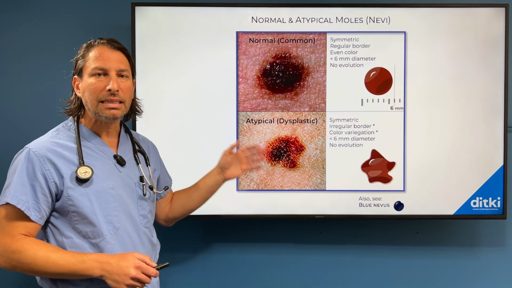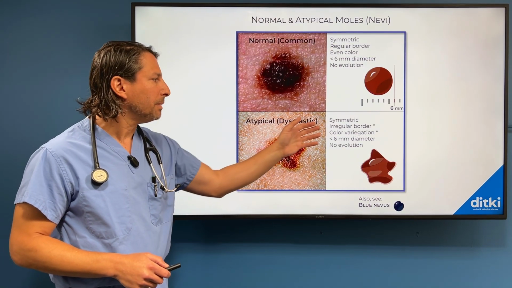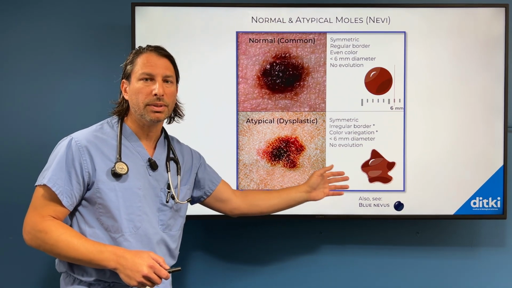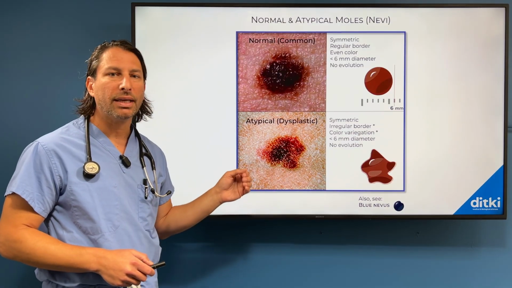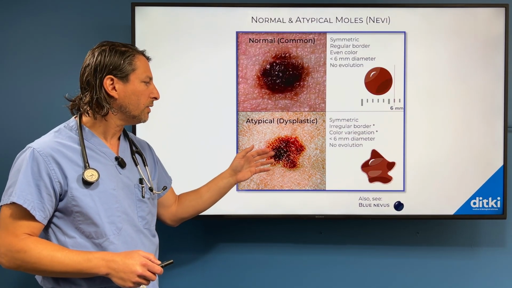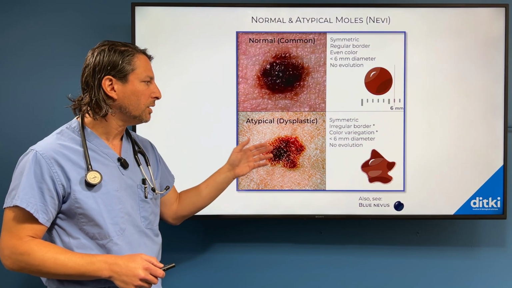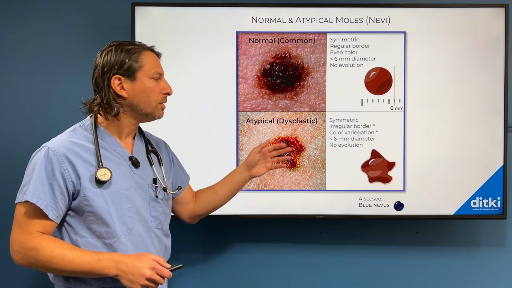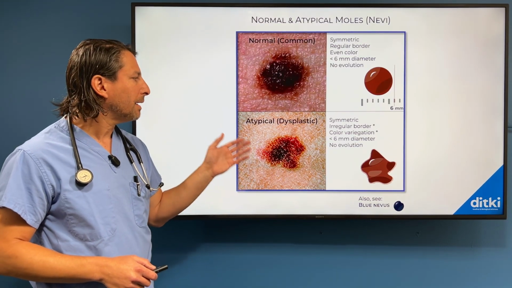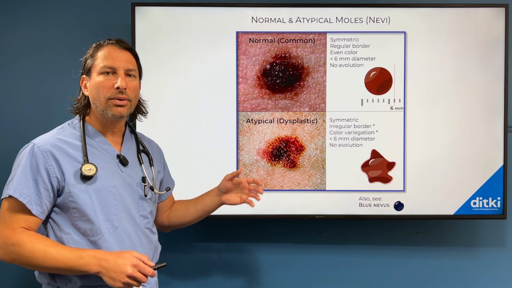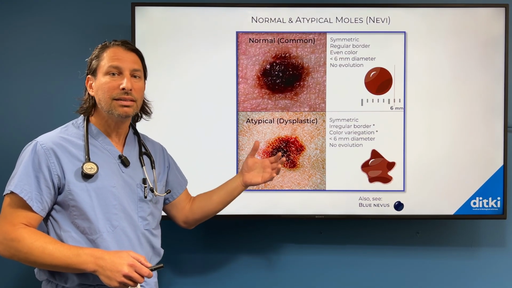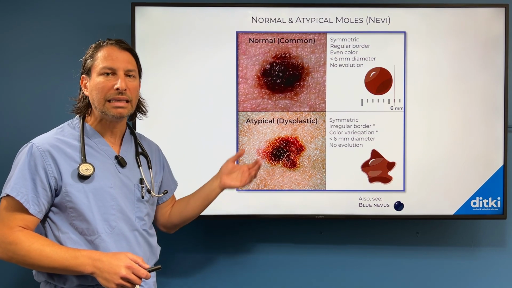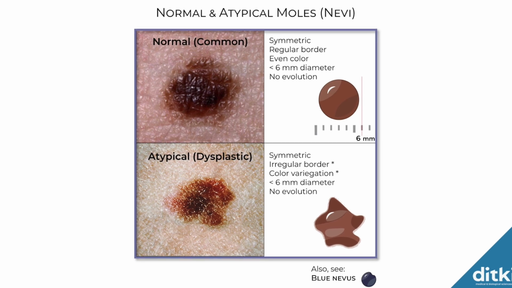Now, an atypical, a dysplastic mole, again will be symmetric in shape, but it will start to have an irregular border, which we show here. There's color variegation, meaning there's different zones of hues. We can see different zones of brownish hue here. They're still less than 6 millimeters in diameter, and they do not evolve. The important thing about atypical moles is that although they don't tend to transition into melanoma, if a patient has a lot of atypical moles, they have a higher likelihood of developing a malignant melanoma.